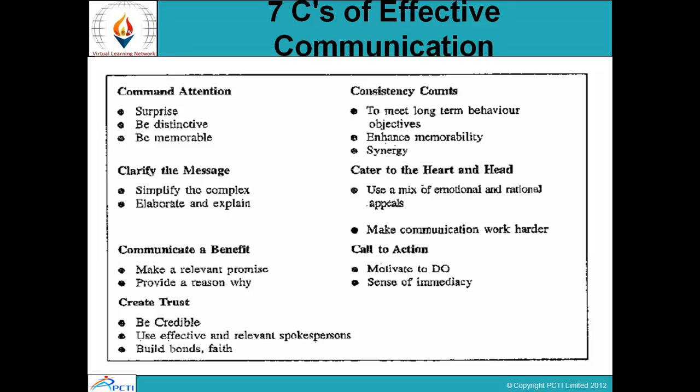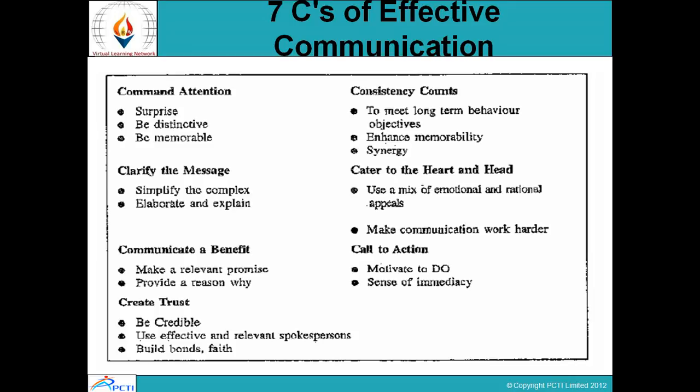Then make the communication work harder, right? Another most important C of effective communication, which is ultimately responsible for the conversion, for the materialization of the whole communication process, is the call to action. Call to action means your communication must be motivated to do that work. It should give an action-oriented call to the person to whom you are communicating, and there must be a sense of immediacy also, so that the other person feels more concerned about that thing.